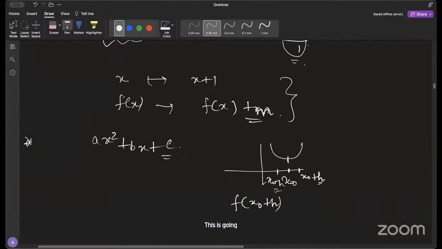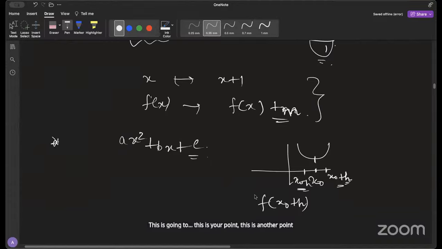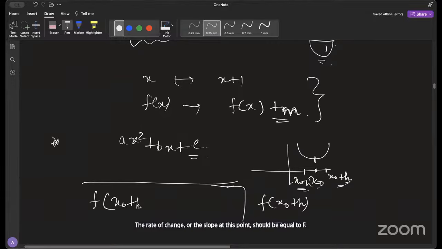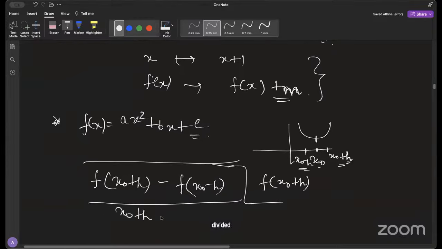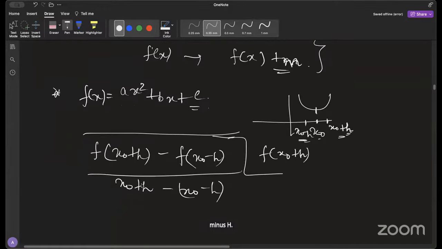This is your point. This is another point, and then the rate of change or the slope at this point should be equal to f of x naught plus h minus f of x naught minus h, if this is your f of x, divided by x naught plus h minus x naught minus h. Is this part clear to everyone? Yes, ma'am. Okay.